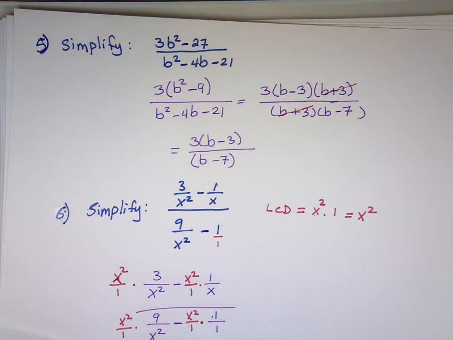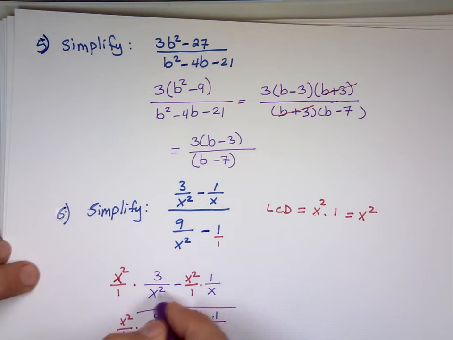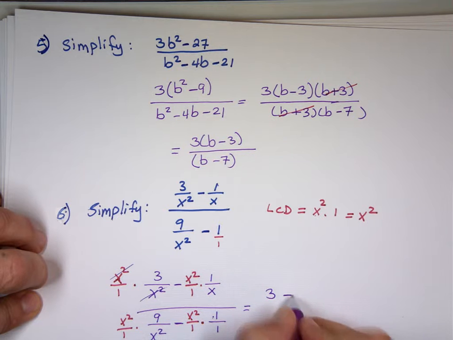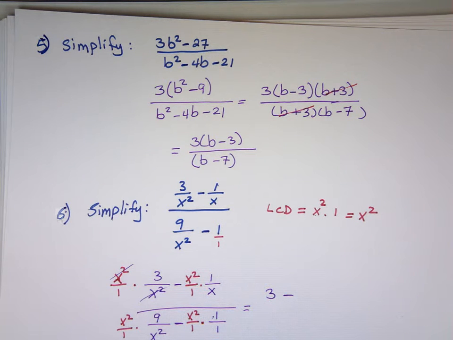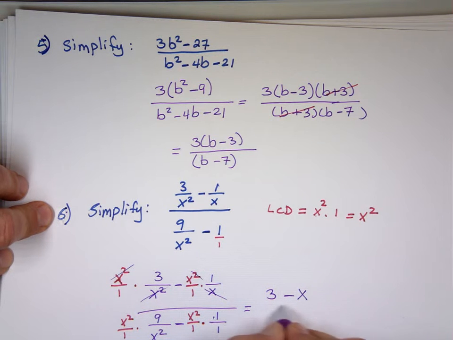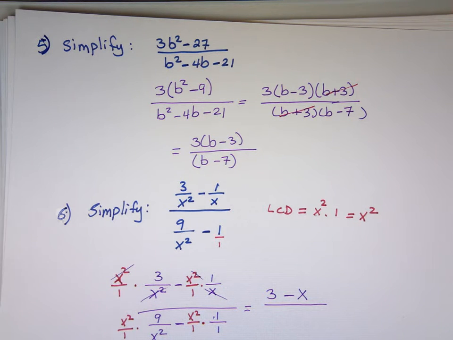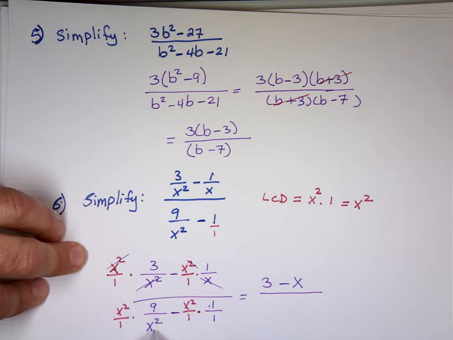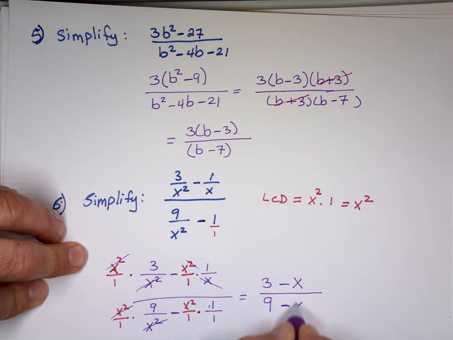And here we go. This x squared cancels that x squared. It leaves me with 3 over 1, which is 3. This x will cancel one of those x's. That will leave me with x. This x squared cancels that. That's a 9 minus x squared.